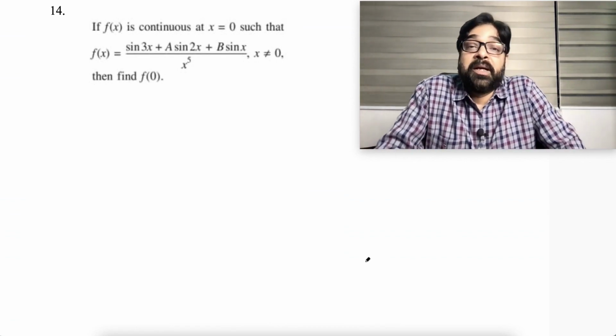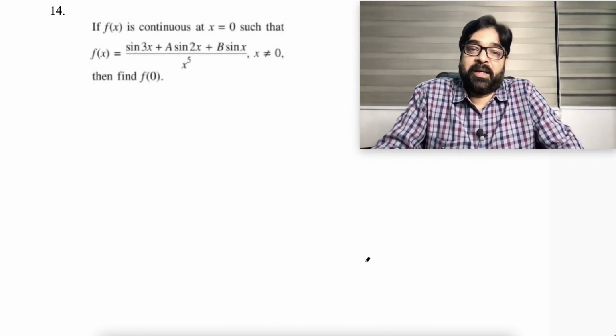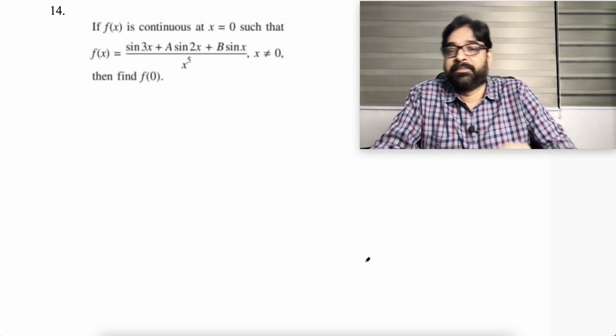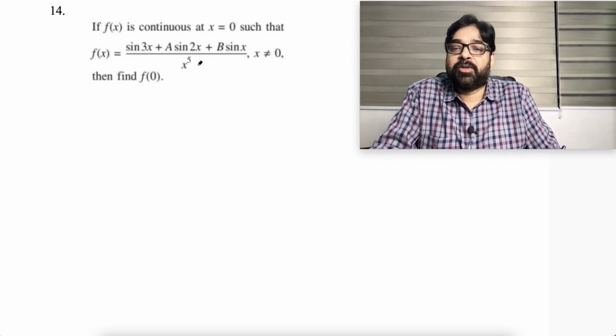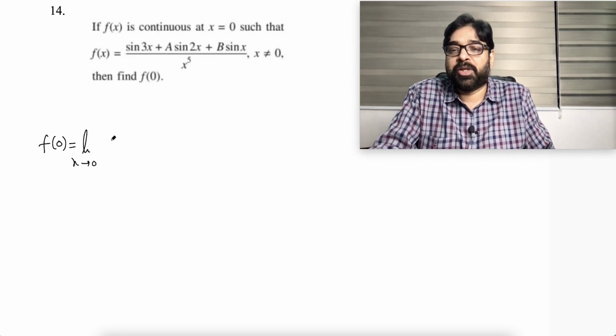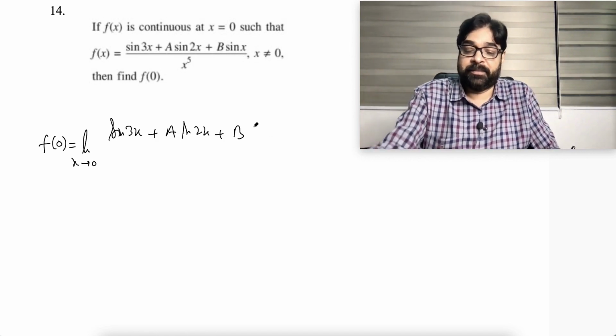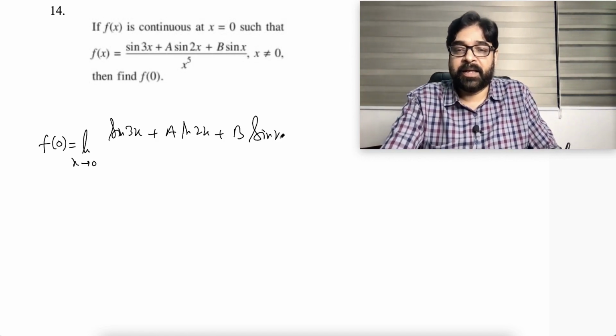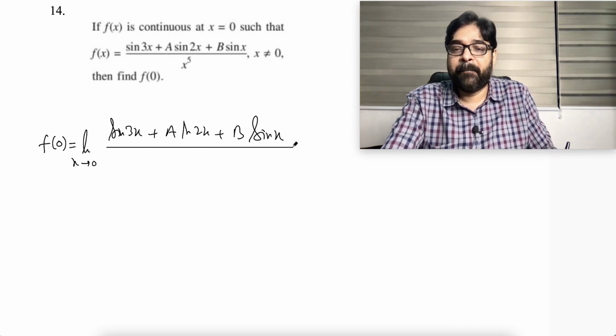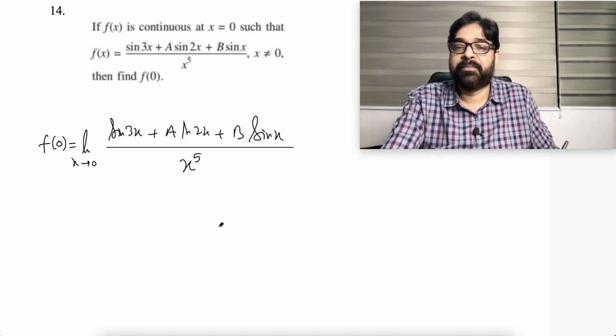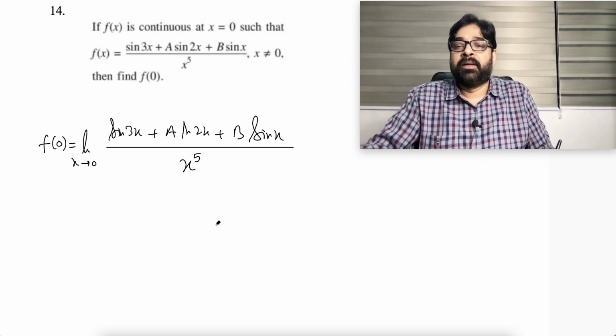This question is perfectly a limit question. I hope you can understand. f(x) is continuous at x equal to 0 such that this equals this, find f0. What do you say? f0 will 100% be equal to limit x approaches 0 of sin 3x plus a sin 2x plus b sin x, divided by x power 5. Correct? f0 we have to find.